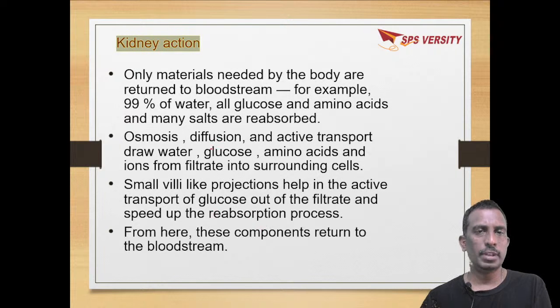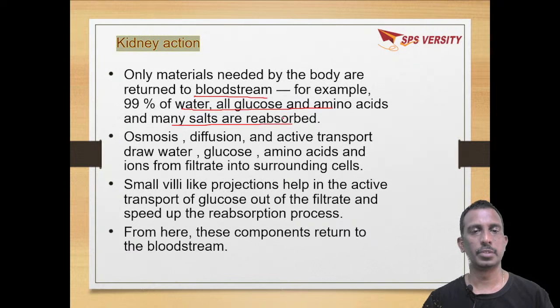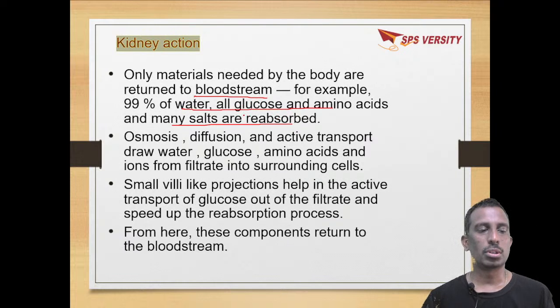Whatever materials are filtered from blood go through these nephrons. During the process of filtration of blood, water, glucose, amino acids, and many salts are reabsorbed by different processes like osmosis, diffusion, and active transport. Water moves by osmosis, glucose by diffusion, amino acids by active transport, and ions from the filtrate to the surrounding cells. Small villi-like projections help in active transport of glucose out of the filtrate and speed up reabsorption.